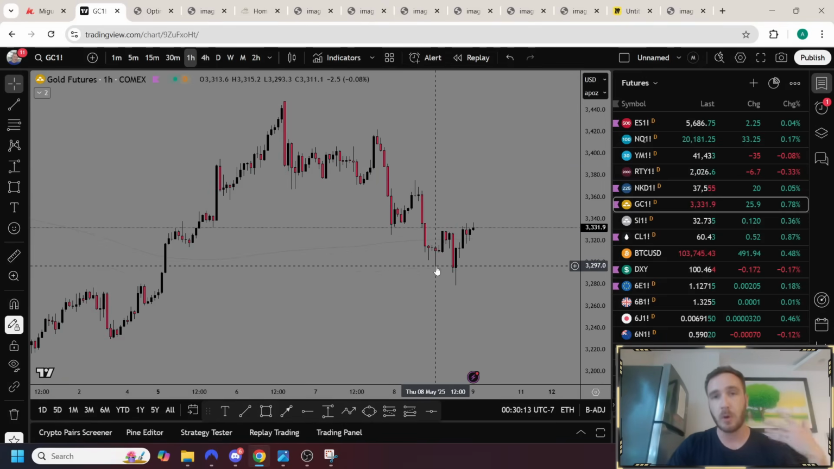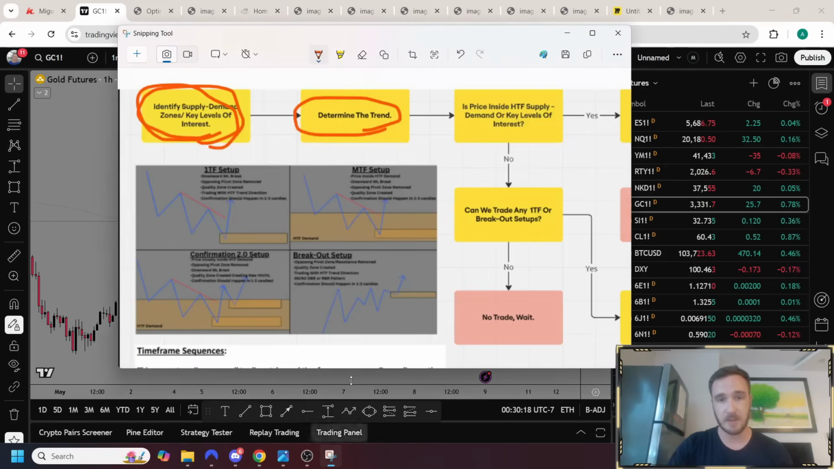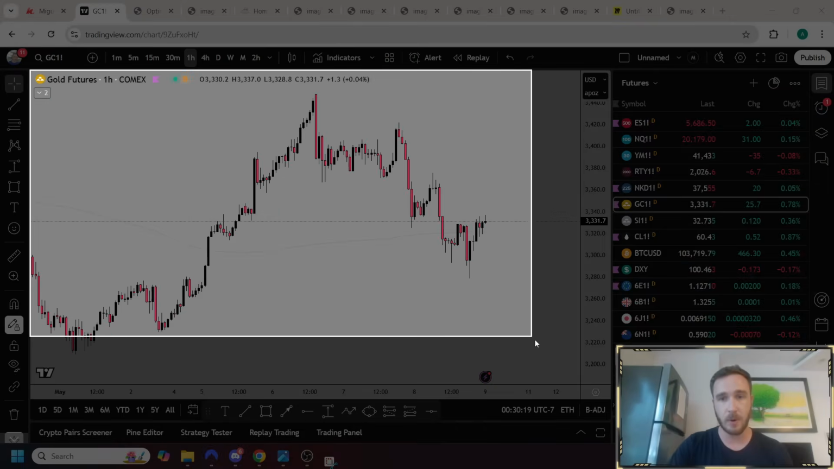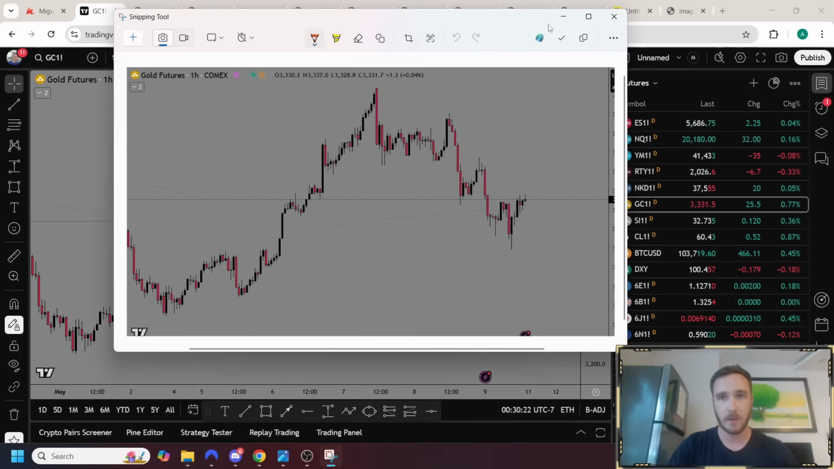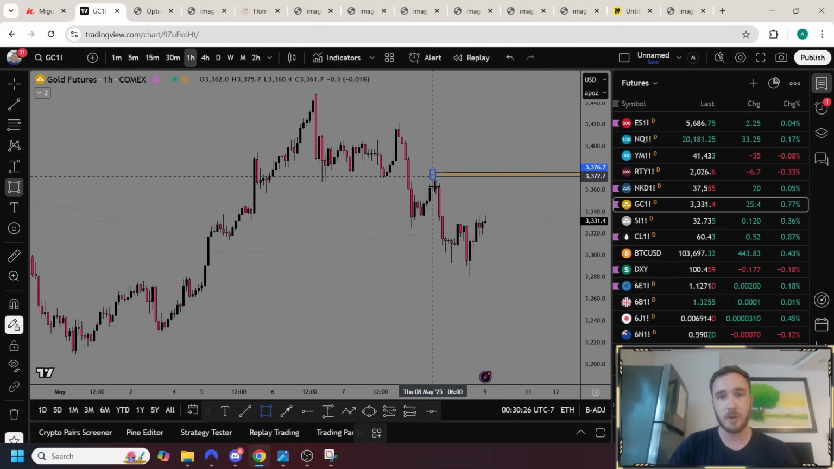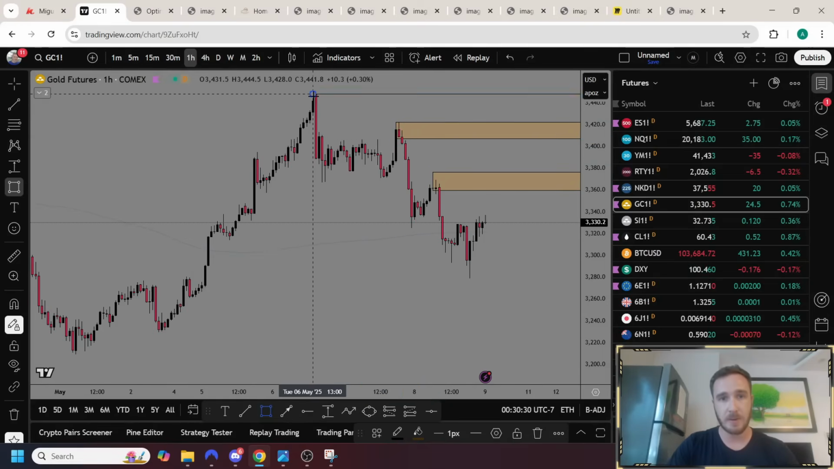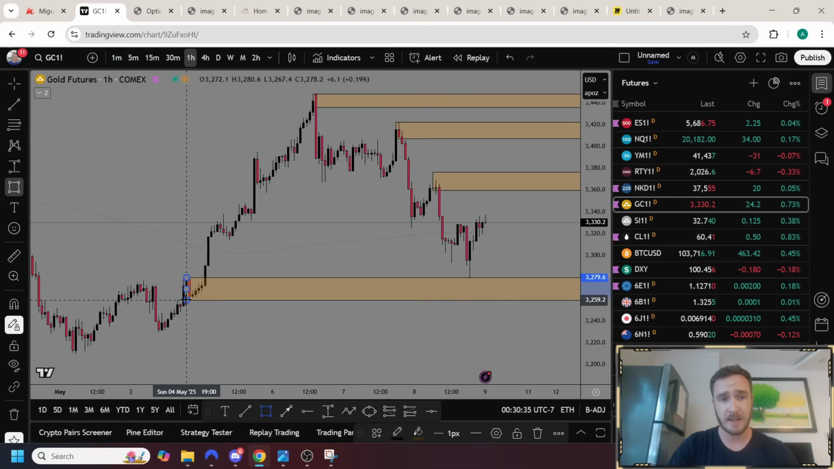So if I'm here on gold, I want to first start off by drawing out areas of supply and demand. I can just draw right here on a chart. I'm going to first draw out my areas of higher time frame supply and demand zones. Also maybe support and resistance. I'm a fan of support and resistance as well. It is a nice extra confluence to have in your trading.